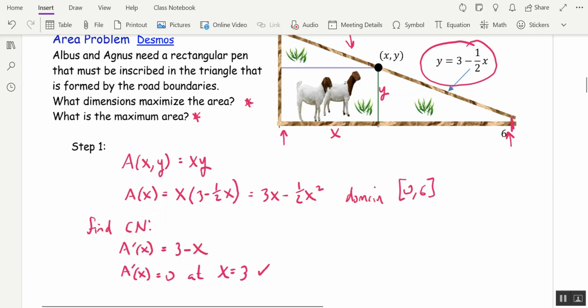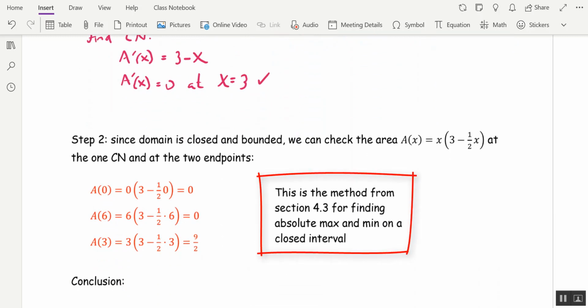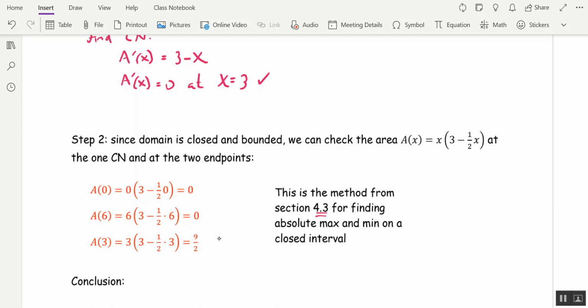Now, we've got two options. We could make a first derivative number line like we did in the last problem, or, just to shake it up, I'm going to use the fact that I have a continuous function on a closed interval, and use the method that we did in section 4.3 for finding absolute max and absolute min on a closed interval. And again, to save time, I went ahead and evaluated the area function at the two endpoints, 0 and 6, and at the critical number, 3. Now, we get 0 area on the boundary points, 0 and 6, so those aren't giving us our max area, but we see that the area is a maximum when x is 3, and the area function gives us 9/2.